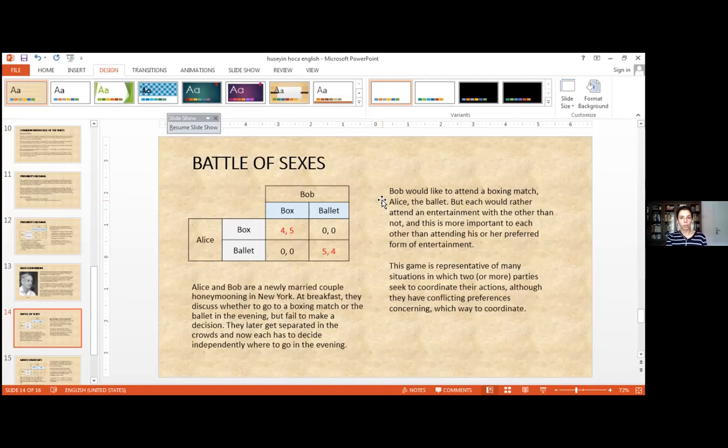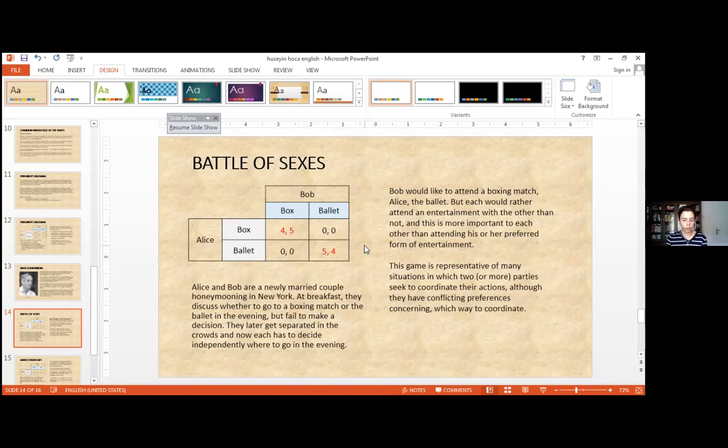This game is representative of many situations, and as you can see here, there are two Nash equilibria in this game. The question is which one to choose. In games, there may sometimes be multiple Nash equilibria, and the rationality assumption actually leaves us behind in choosing the Nash equilibrium. This is a cooperative game, or you can call it a coordination game.